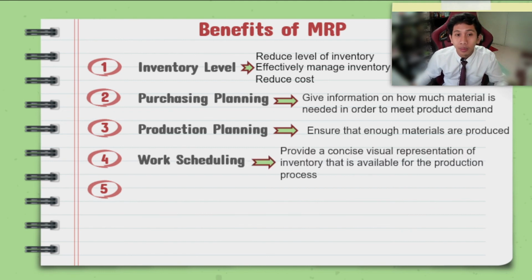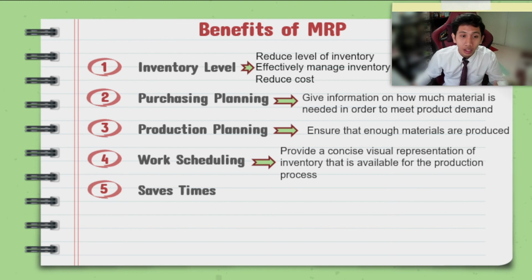The next one is work scheduling. MRP systems are able to provide a concise visual representation of inventory that is available for the production process. If there is not enough inventory available for produced material and components, MRP will generate production orders. Managers can then use this information to schedule labor to meet the needs of the available process without overstaffing the production line.